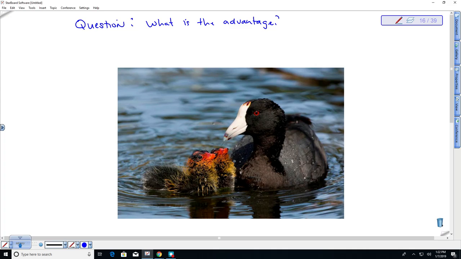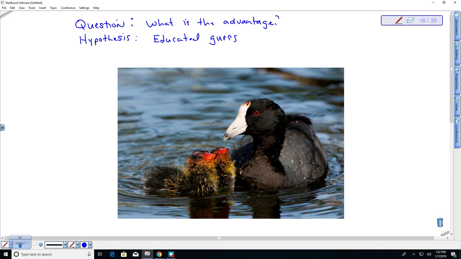And then your hypothesis is an educated guess. Sometimes we mistakenly call these theories, but it is not a theory until it is well supported by a huge amount of evidence. So your hypothesis is your educated guess. Looking at the title of this paper, what do you think the advantage might be? What was that? So the mother can see them better. The mother can see them.